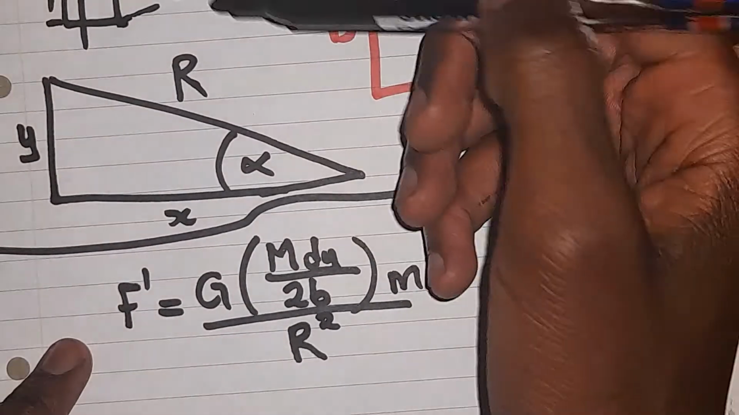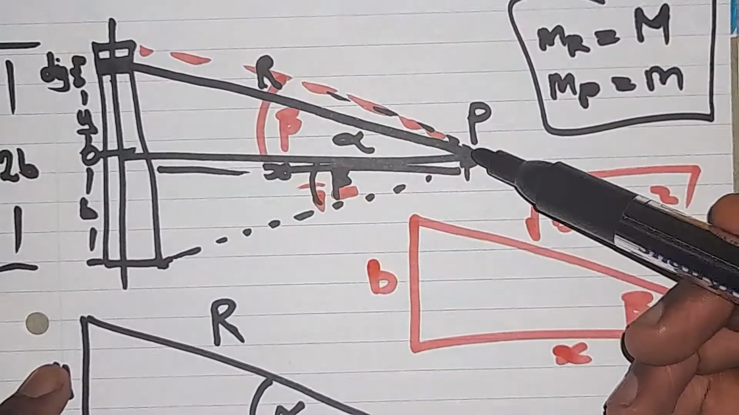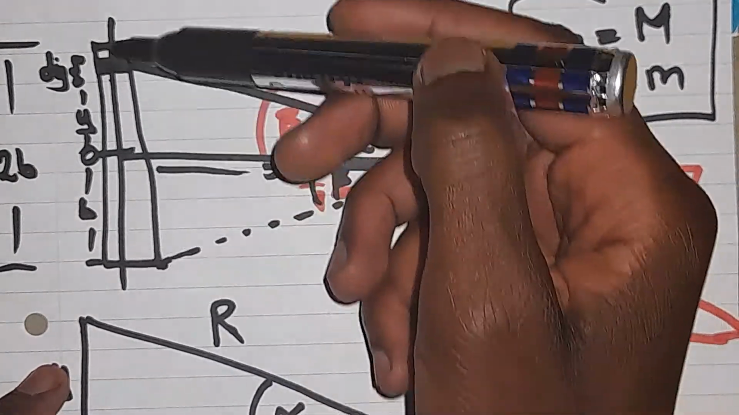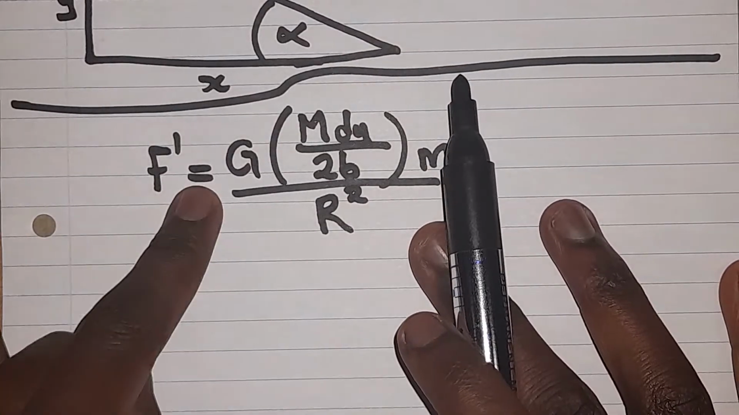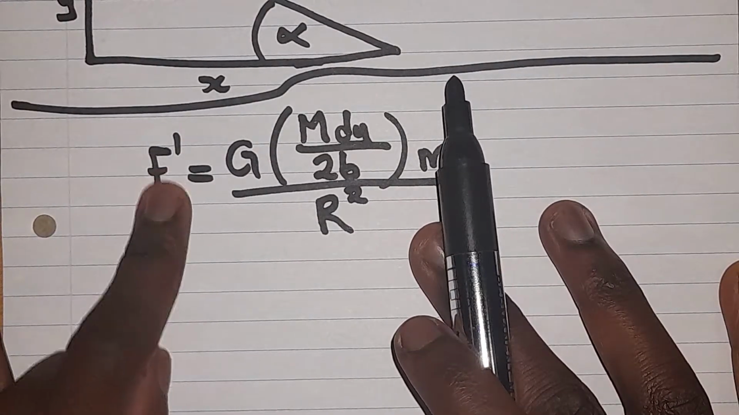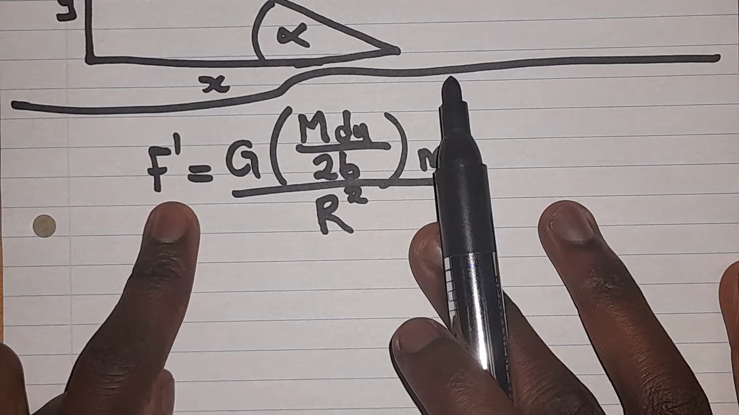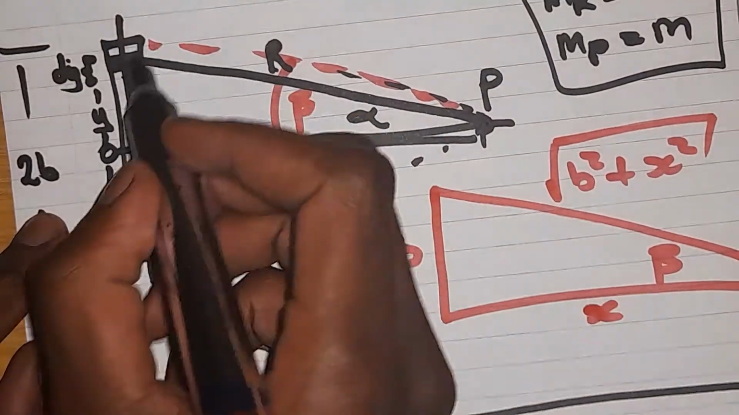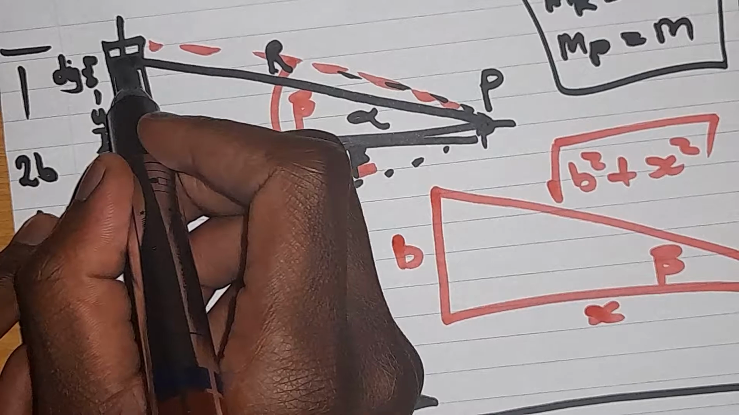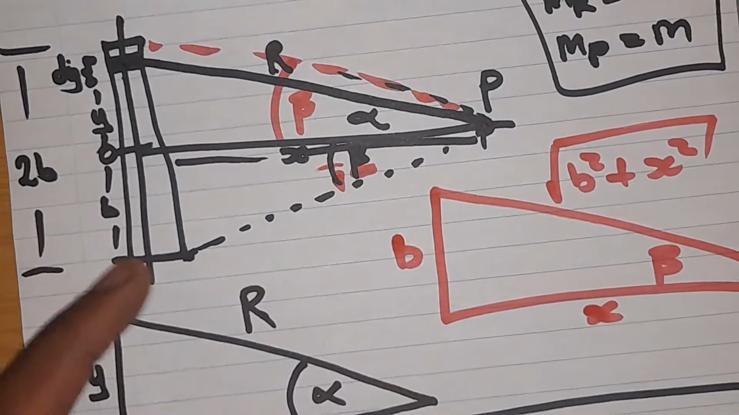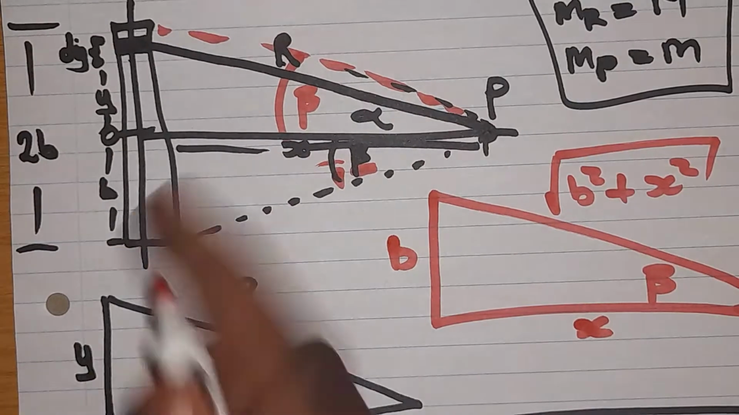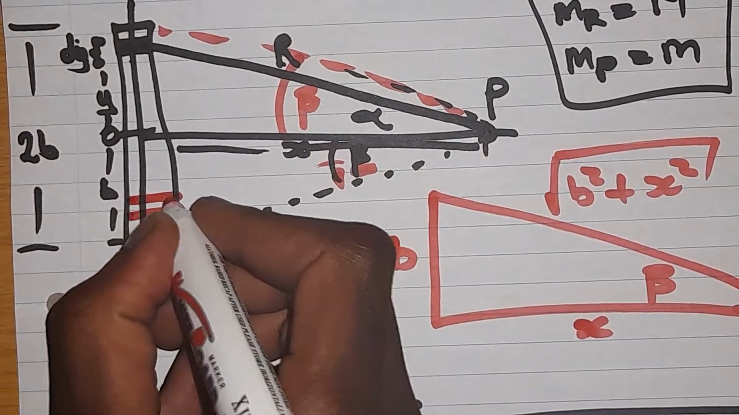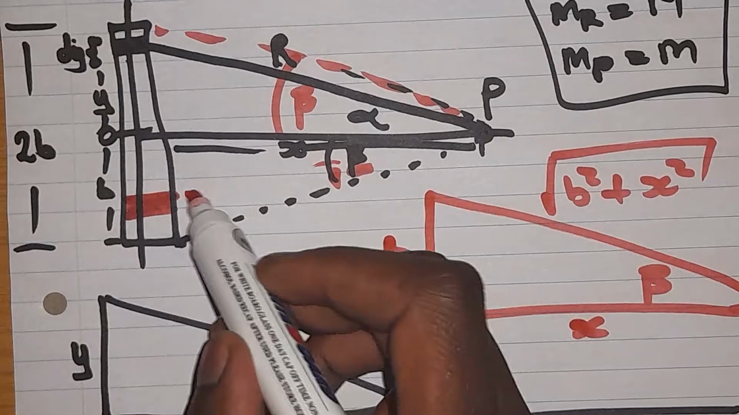But now if you want to investigate the force that P experienced due to the entire rod, not due to element dy, we have to integrate this force F prime, right? But now if you notice, we have a force here, we have an element here. We'll also have another element dy, which is situated at y distance from the center, somewhere there. Let's say that's our element dy, right?